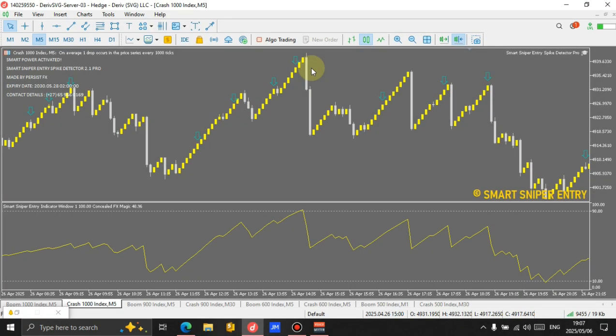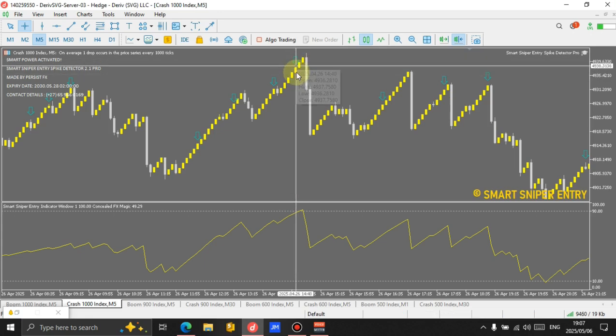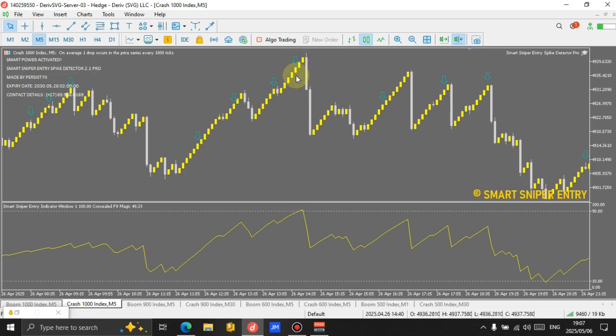Here's a live example on the Crash 1000 on how you can use this method. Once again, the indicator got to the overbought level. We got an entry from the spike detector over here. And what we should do is we enter after 3 candles. Now let's just count 3 candles after the entry. So you would have taken your entry over here. And as you can see, there was 0 drawdown. So you would have made good profits with only this entry over here. So that's how you can use the third method on the Boom and the Crash.